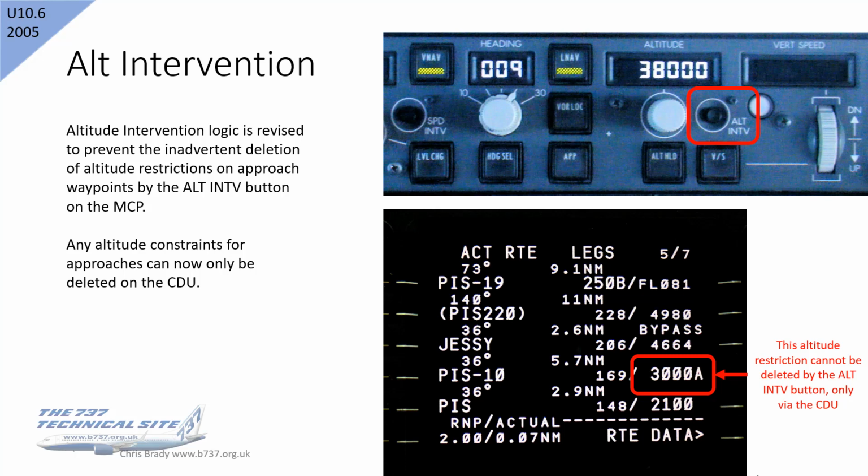So, as a safety barrier, Boeing redesigned it so that altitude restraints which are on approaches, so not ones that are out in the terminal area, but approach altitude constraints, can now only be deleted through the CDU, which I say is quite a helpful feature for us.